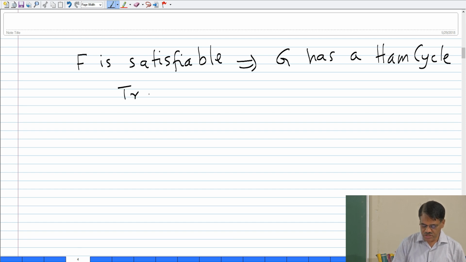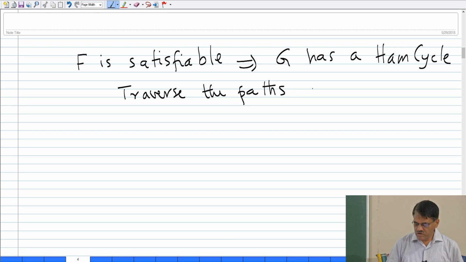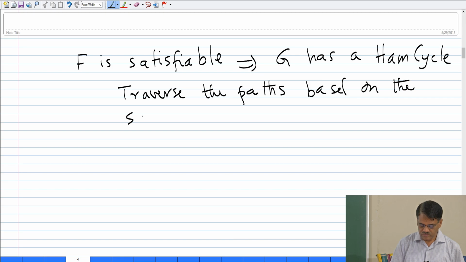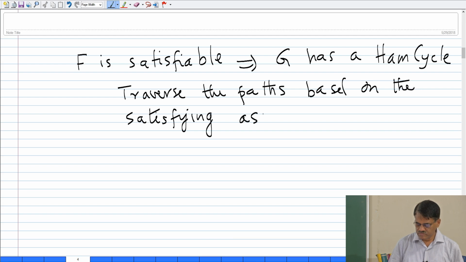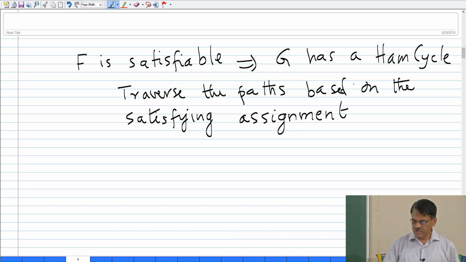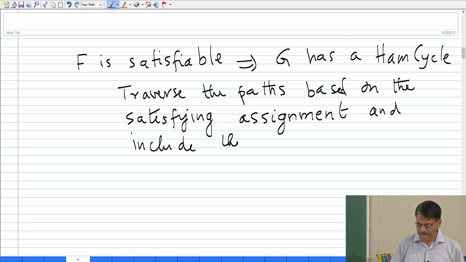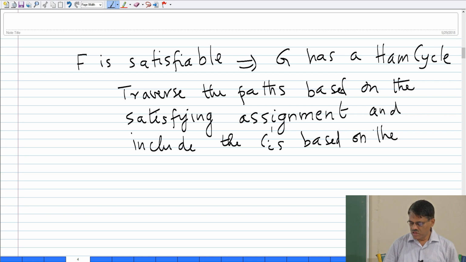So traverse the paths based on the satisfying assignment. Okay, so it's high level, and include the CIs based on the variable that satisfies that clause.